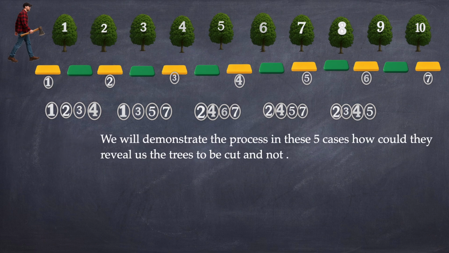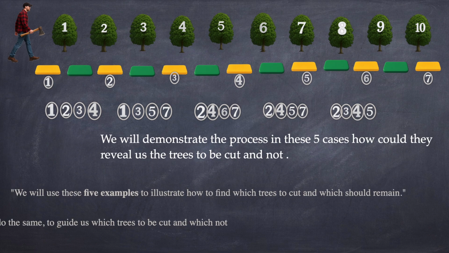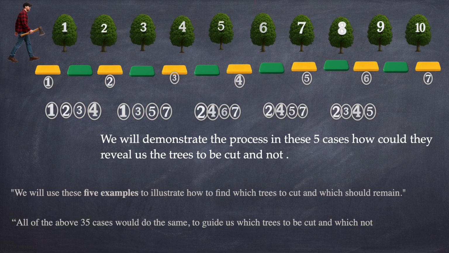We haven't yet explained how these 35 different selections help us know which trees to cut. Each selection shows us a way to choose 4 trees so that no 2 of them are next to each other. Now we will show how these selections follow the rule and help us find the right trees to cut. Let's look at some examples to learn how to find the trees we need to cut.